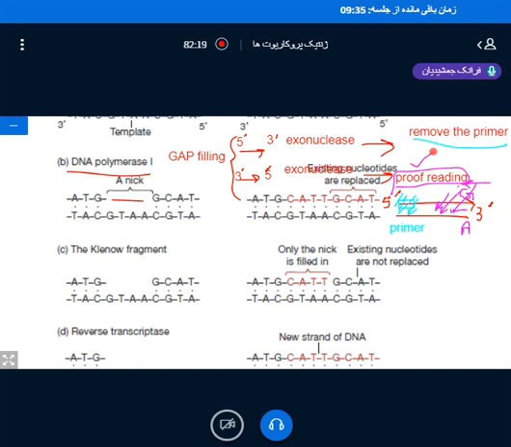What do you call it in Arabic? What do you call proofreading in Arabic? Yes. Yes, Tassie. So you all understand?